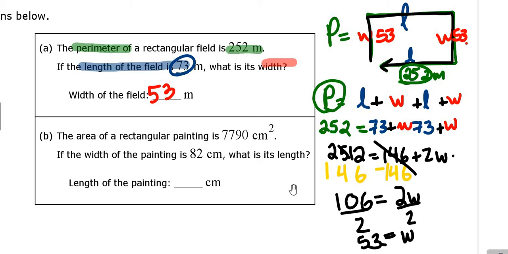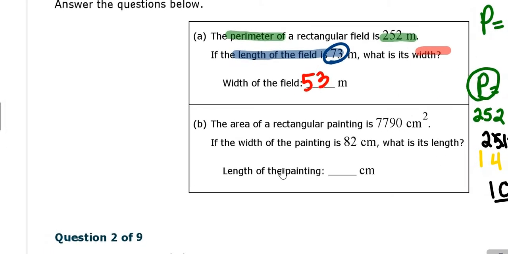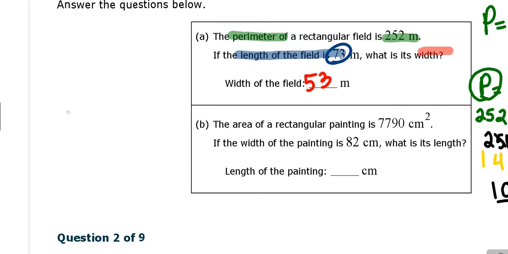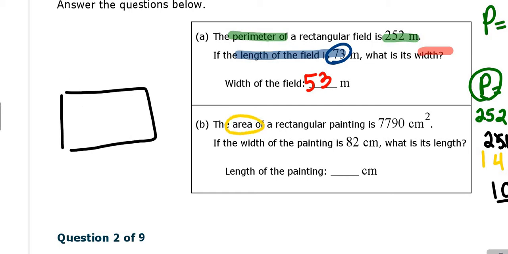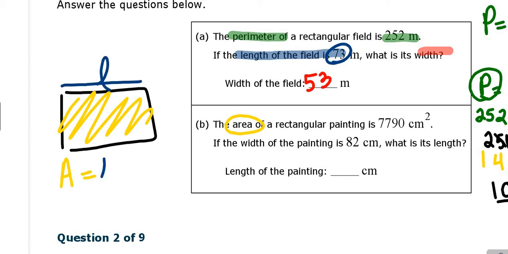The area of a rectangle. So we start by drawing a rectangle. An area is a shading concept, so we shade it. Area equals length times width. In this case, we are given the area of a rectangular painting is 7,790 centimeters squared. The width of the painting is 82 centimeters. What is its length?